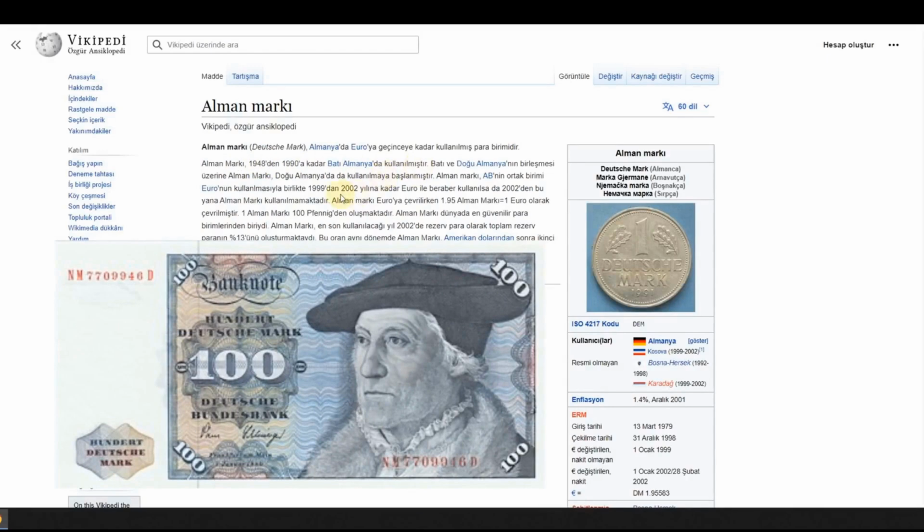After reunification, it gradually decreases. And after 1999, they switched to the euro. So the Germans actually changed their currency a total of 5 times. There were reparations, war reparations. This amounts to about $450 billion in today's money.